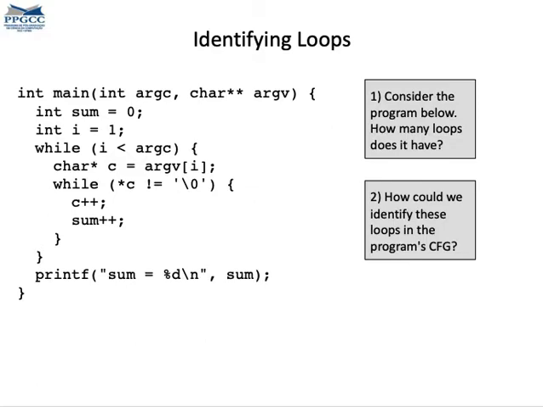You might think that identifying loops is easy. Just find words like while and for in the source code. But we are not really working at the source code level. We are working with a lower level representation. So we need to identify loops in the program's CFG.